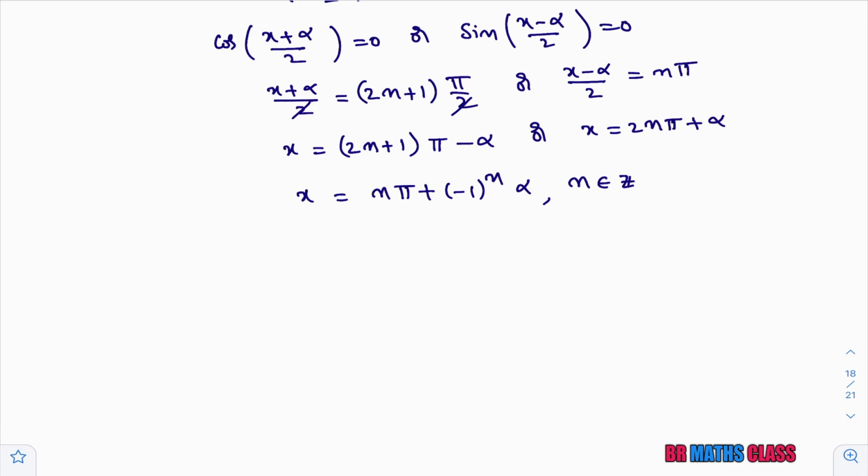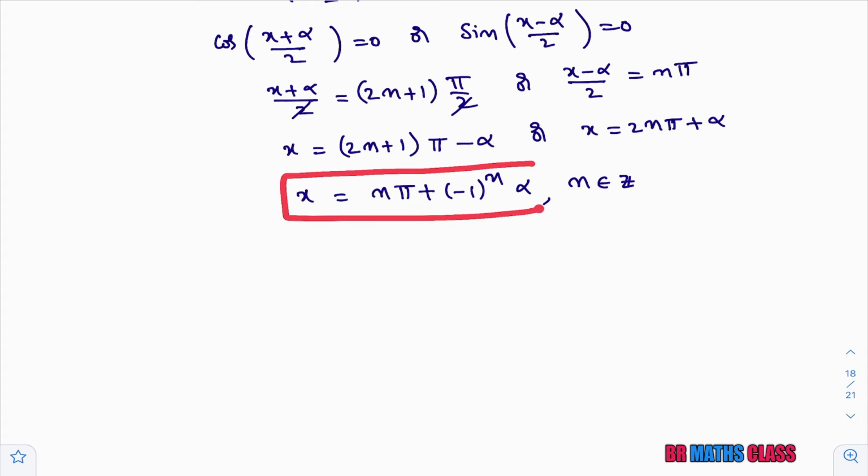Suppose n is even. When n is even, here the plus sign is there. Suppose (-1)^4 is there. As the power is an even number, (-1)^4 is 1. So here, I can say, even number into pi, this is plus of plus, that is plus only. Even number into pi plus alpha. Look here, even number into pi plus alpha. I hope you understand.